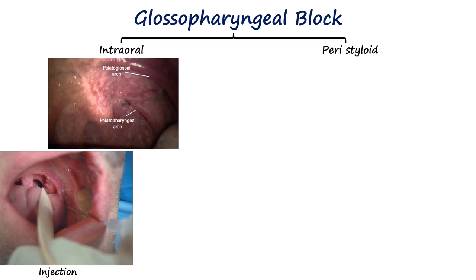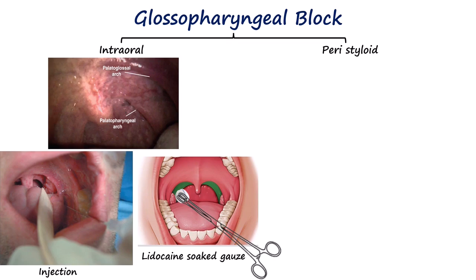Alternatively, a lidocaine-soaked gauze may be applied firmly to the area for several minutes. This method reduces the risk of intravascular injection, but it is less reliable than direct infiltration.